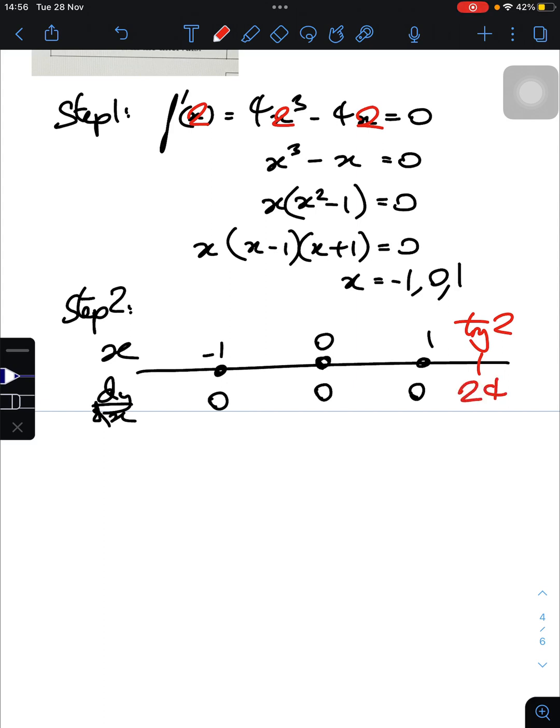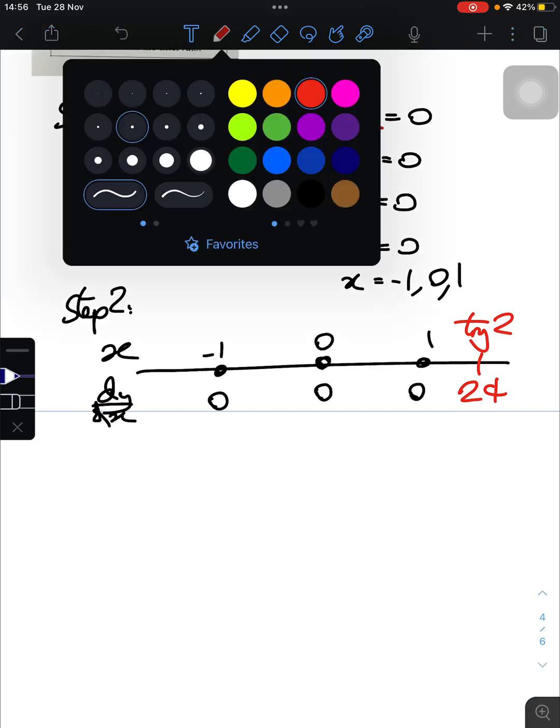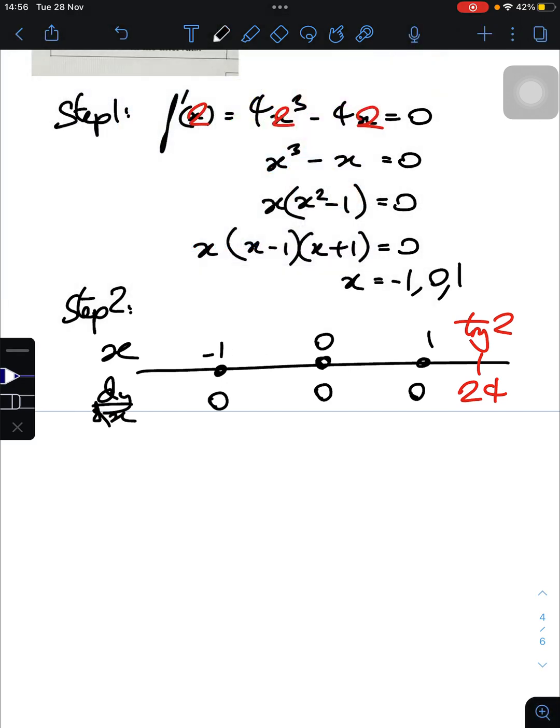So we get an answer here of 24, and therefore that's greater than 0. So if the gradient dy by dx is greater than 0 here, then we can assume that the gradient here is going to be less than 0, and the gradient here is going to be greater than 0.